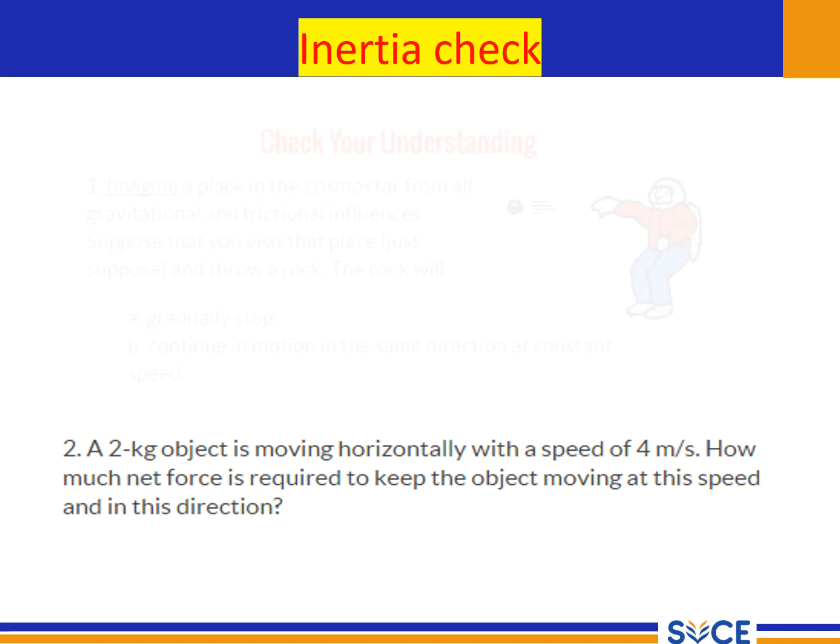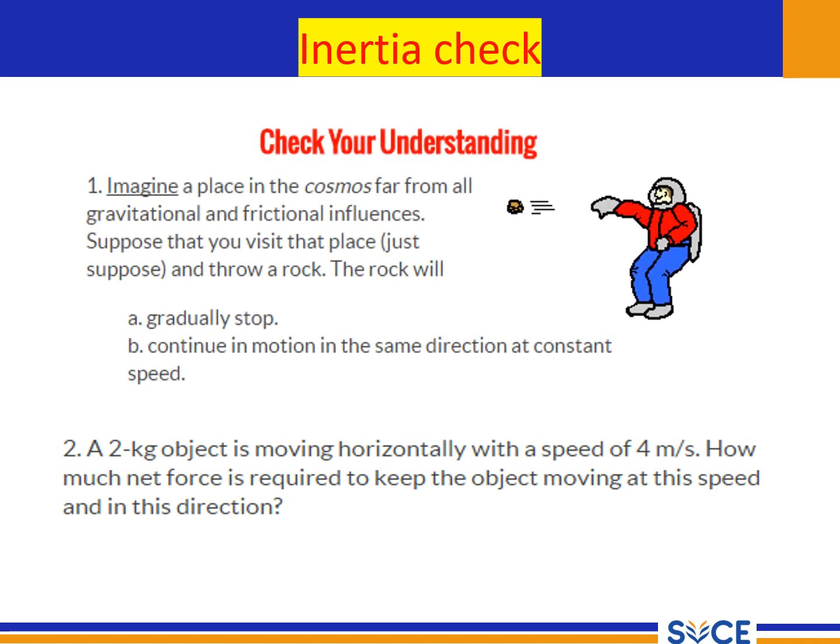Let me check your understanding. Imagine a place in the cosmos far from all gravitational and frictional influences. Suppose you visit that place and throw a rock. Will the rock gradually stop, or continue in motion in the same direction at constant speed? If you said B, that is the correct answer, because there is no friction, so the rock will be in continuous motion in the same direction at constant speed.